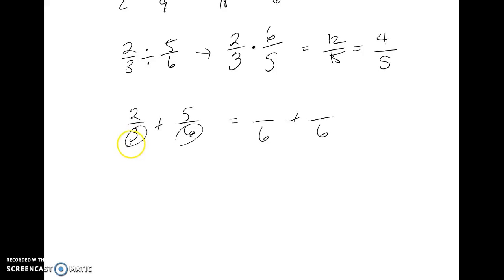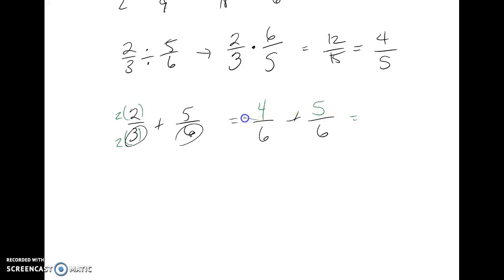And on this one, you just ask yourself, well, how did I turn this 3 into a 6? Well, what I did was I multiplied by 2. So if I multiply the bottom by 2, I have to multiply the top by 2. So make sure that you are fair with what you do. Now on this one, this 6 just stayed a 6, so I don't have to multiply it by anything, so I can just recopy that 5.